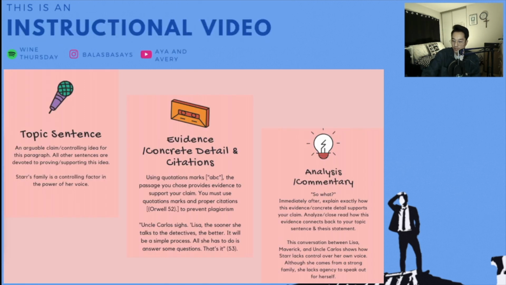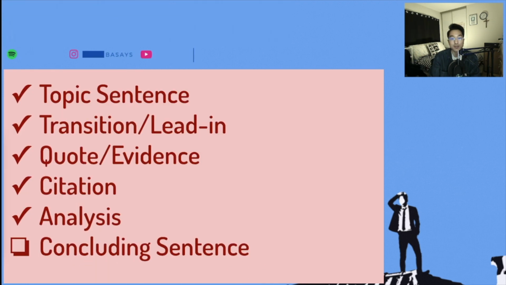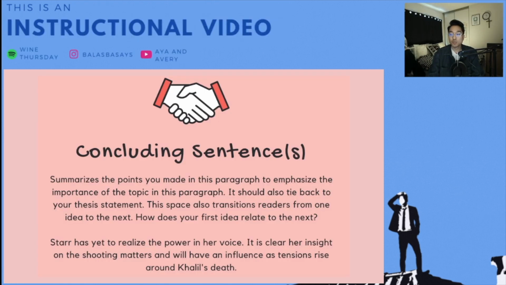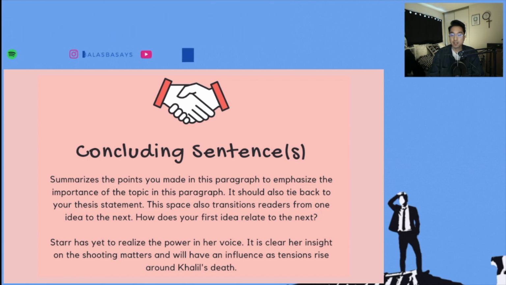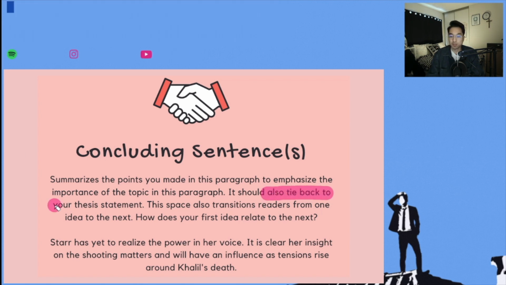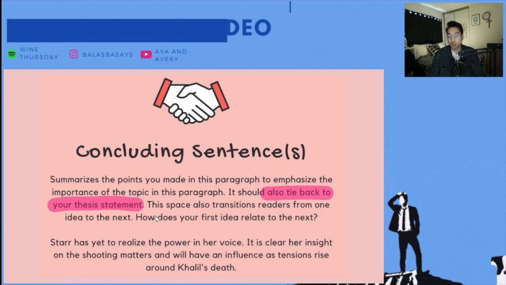If we look at all of this together, now we can see our topic, we have our evidence, and now our analysis. Now it's time to wrap that all up with a concluding sentence. So the concluding sentence summarizes the points you made in this paragraph to emphasize the importance of the topic you're addressing. It should also tie back to your thesis statement. This space also transitions readers from one idea to the next. How does your first idea relate to the next body paragraph that's coming up?